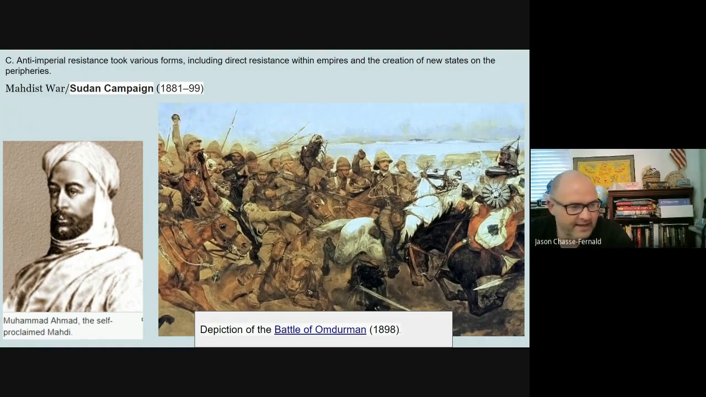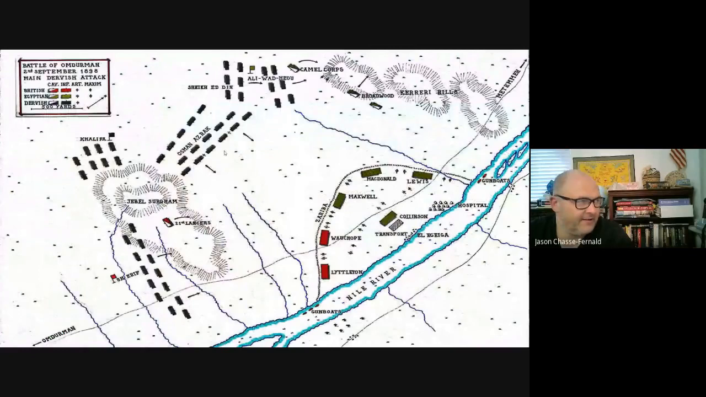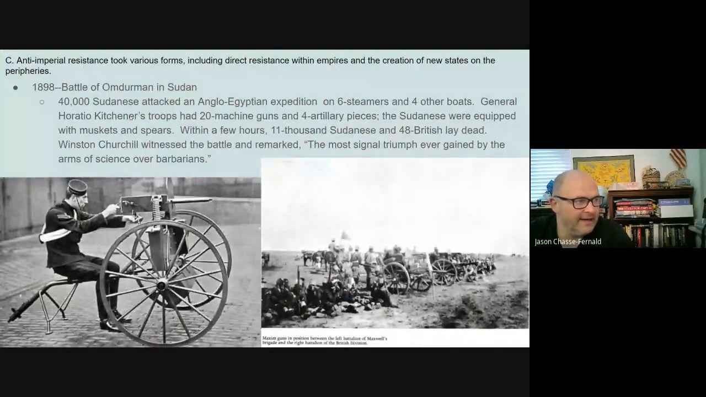or maybe this is opportunism, taking place immediately after or at that time, and this culminates in a very famous battle. You have a pretty large movement, about 40,000 Sudanese, who will attack this relatively small British-Egyptian contingent, with 4 steamboats plus 4 additional. And this is Horatio Kitchener, one of his more well-known battles. They are equipped with 20 machine guns and 4 artillery pieces. Over the course of a couple of hours, you're going to see 11,000 Sudanese killed by these modern implements of war, versus 48 British dead.